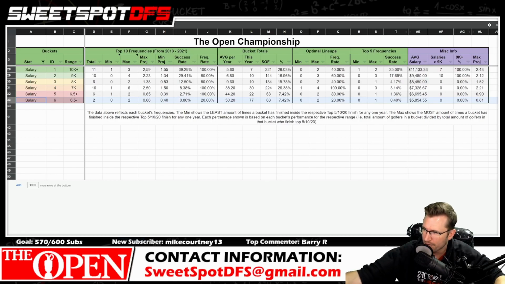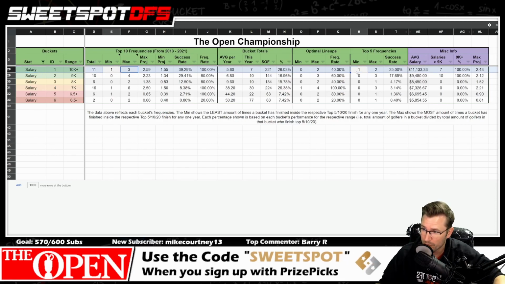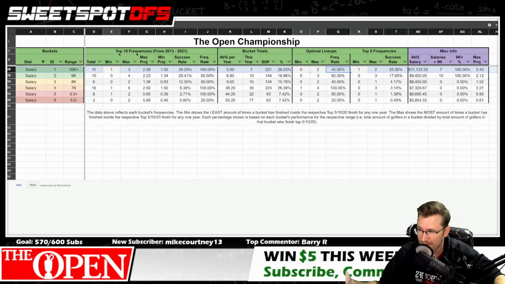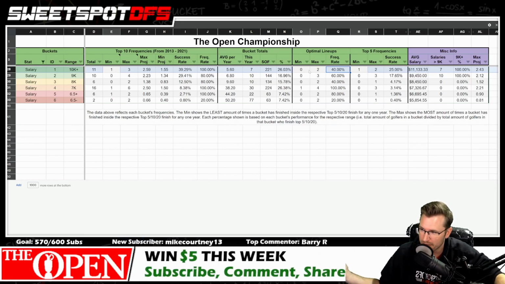Again, if you're following along on the cheat sheet, just remember how the projections work out. I think you start with the 10K range. Every single year we've seen one inside the top 10. Every single year we've seen one in the top 5. We haven't seen one in the optimal lineup every single year. In fact, I think we've only seen it 2 out of 5 years where a 10K golfer was in the optimal lineup. But I think just starting with a 10K makes lineup building easy.